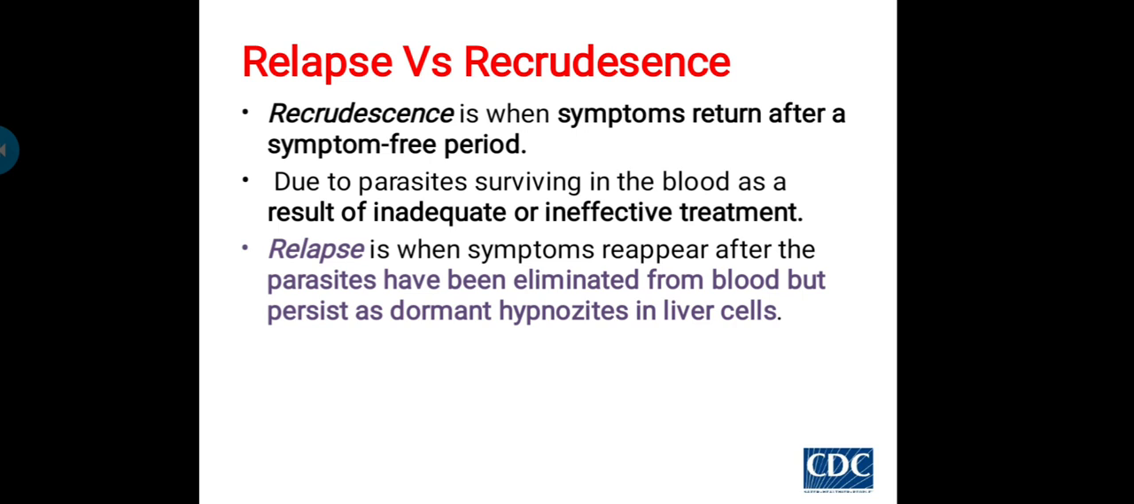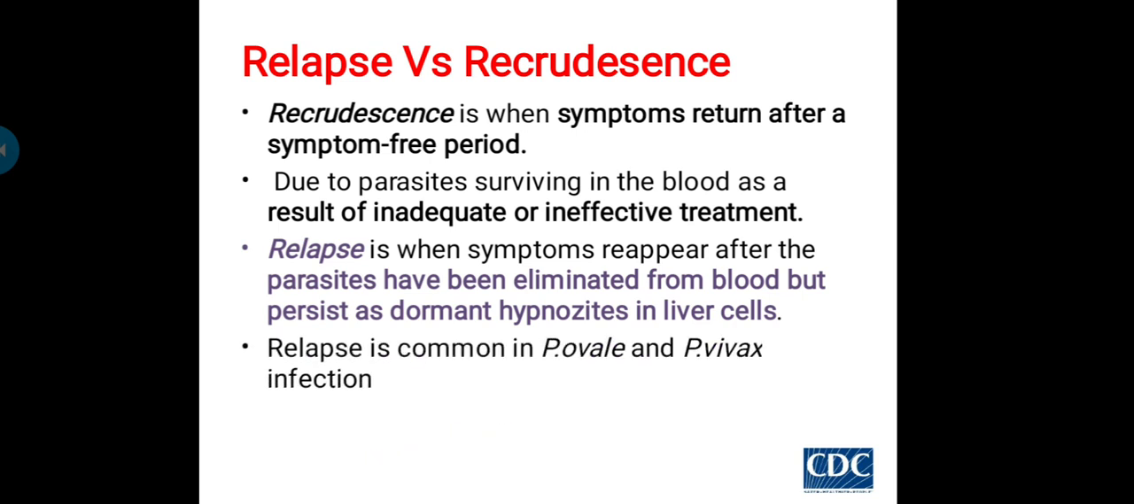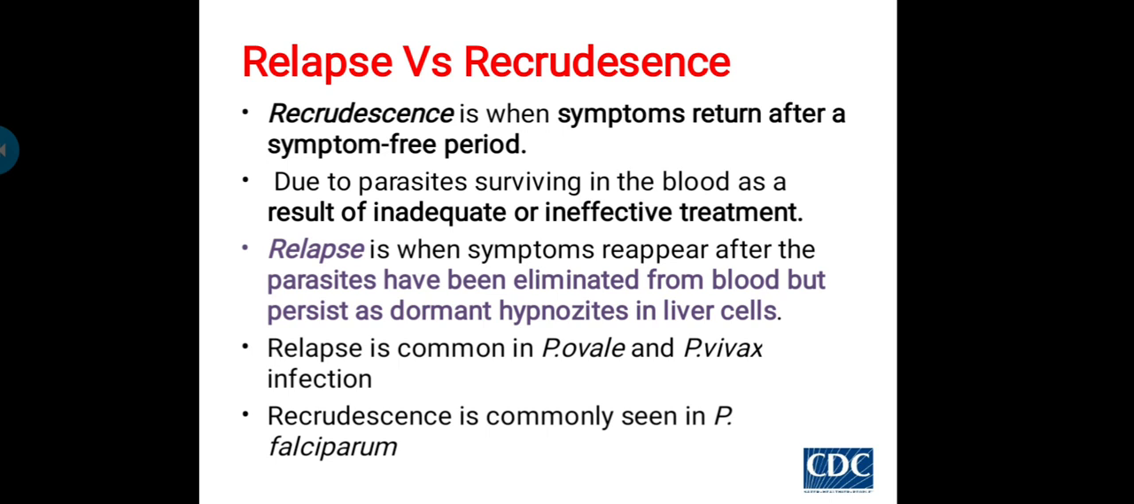But relapse means we have cleared the erythrocytic merozoites, but some of the parasites remain in the liver. They have been eliminated from the blood but persist as dormant hypnozoites in the liver cell. So relapse is common in Plasmodium ovale and vivax infection, and recrudescence is common in Plasmodium falciparum infection. So remember this. And for clearing of the relapse, we have to kill the liver hypnozoites.